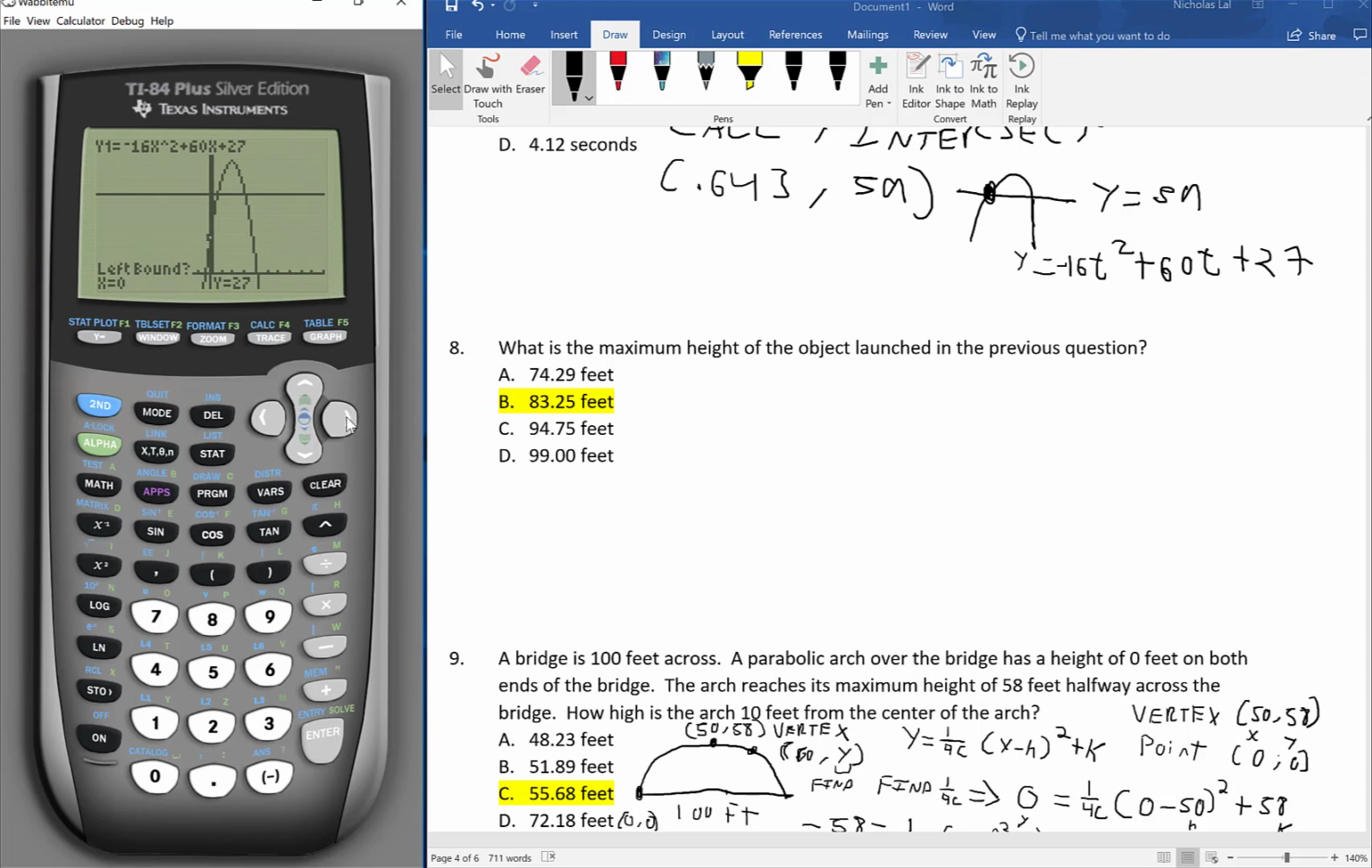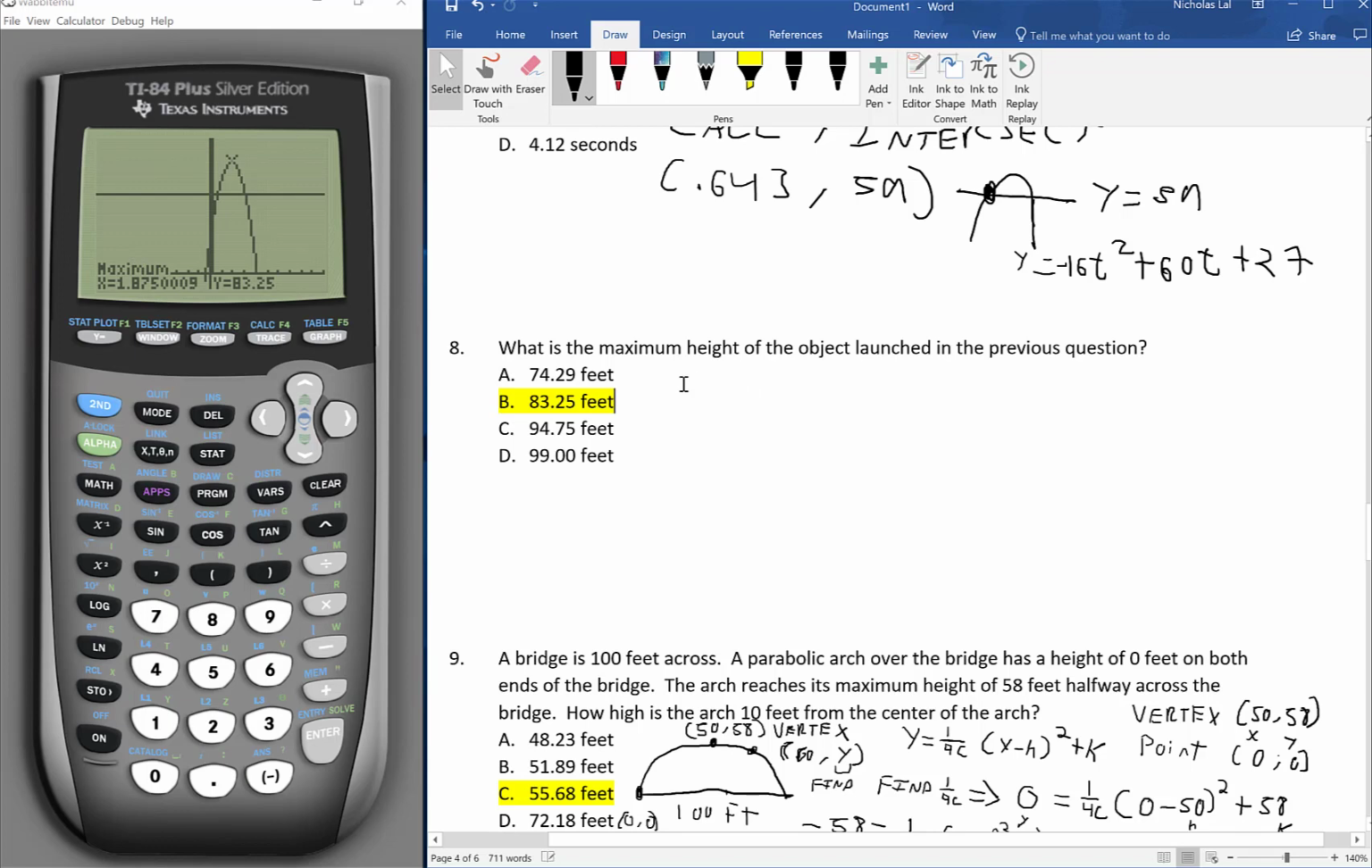I'm going to choose a left bound point and a right bound point. And we see the maximum is 1.87, 83.25.